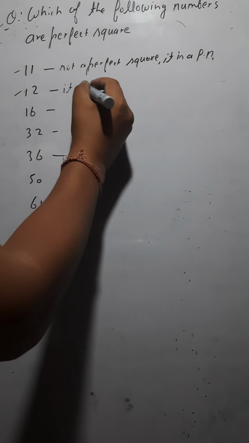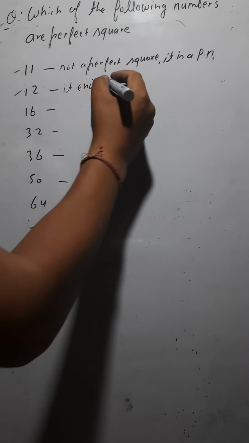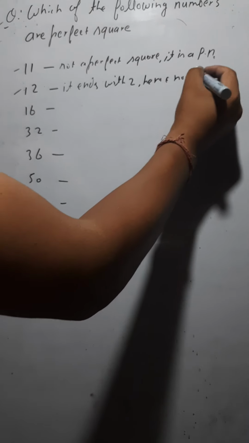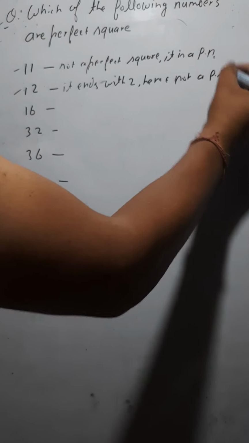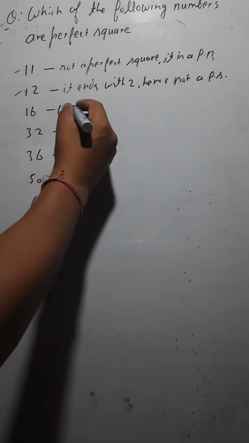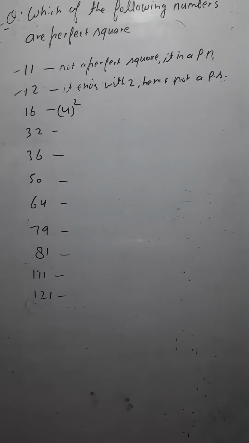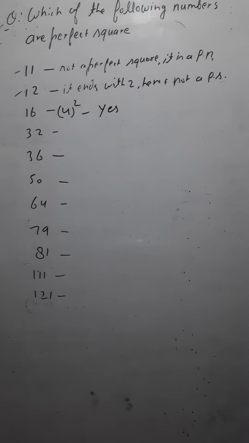So hence you can say 12 is not a perfect square. You would write here, it ends with 2, hence not a perfect square. Okay. Similarly, 16 is a perfect square, because 16 is the square of 4. If you are multiplying 4 two times, 4 fours are 16 you are getting. So yes, it is a perfect square. Are you getting this or not?